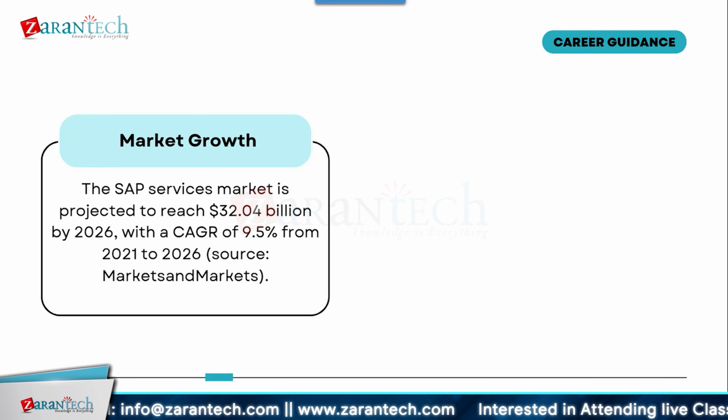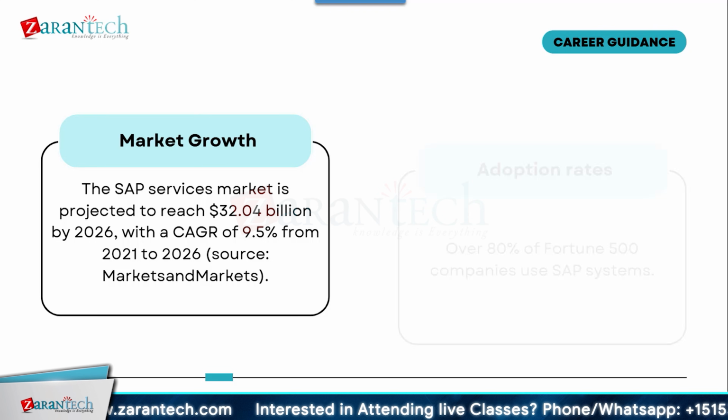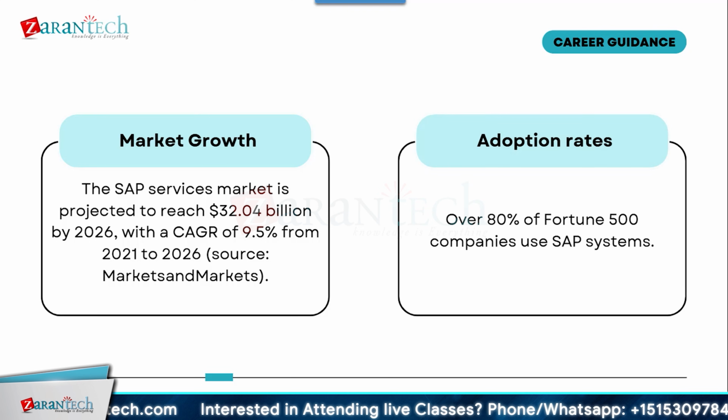Okay, so the SAP services market is booming right now with an estimated value of 32.04 billion US dollars by the year 2026. And this clearly reflects a solid growth rate with a compound annual growth rate, or CAGR, of 9.5% from 2021 to 2026. So SAP systems are a key driver of this growth as companies seek more efficient ways to manage their operations.